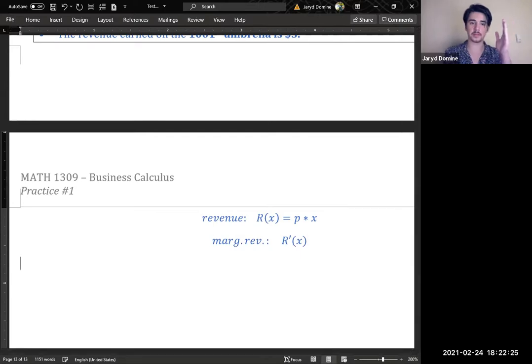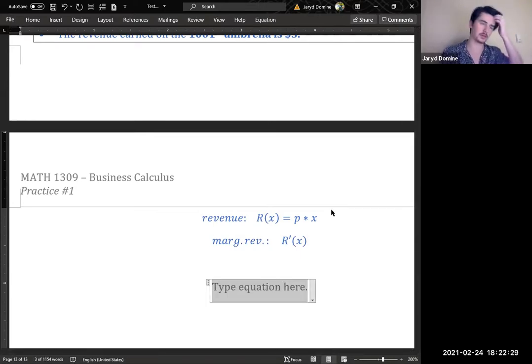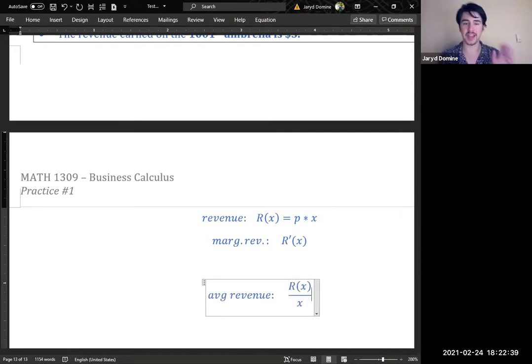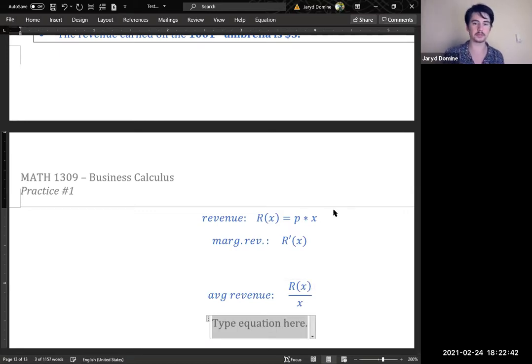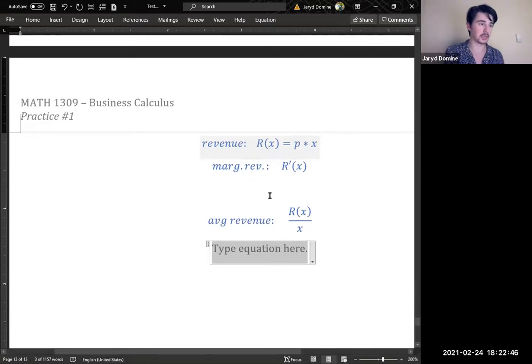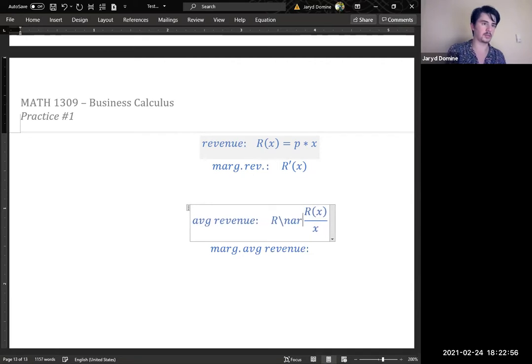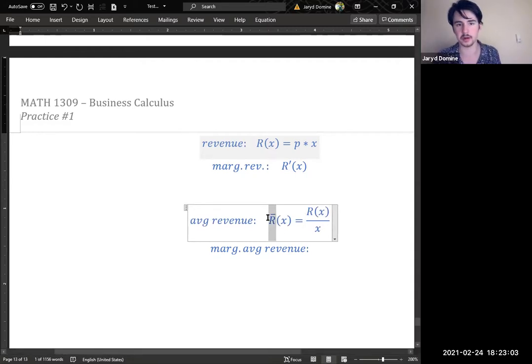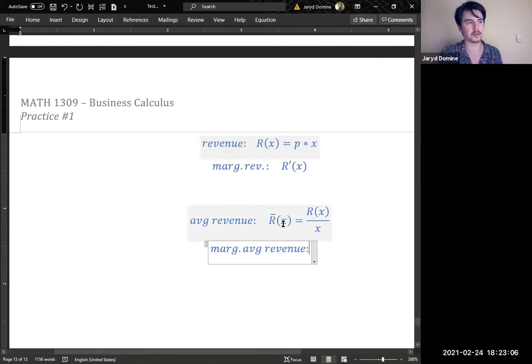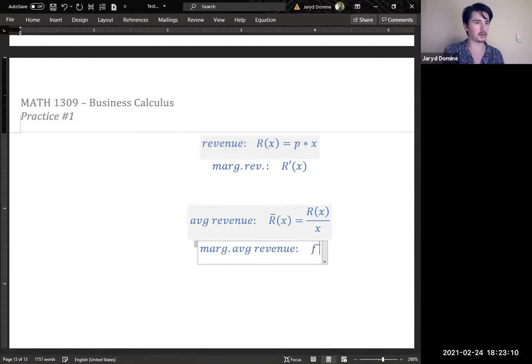And then you have, it's really just like a copy of these. Average revenue is revenue divided by X. So it's the average per item sold. And then to get the marginal average, you just take the derivative of this. So actually this is written R with a bar on top. So this is the way you write average revenue. It's R with a bar on top. And the marginal is just the derivative of that. So that's R bar prime.